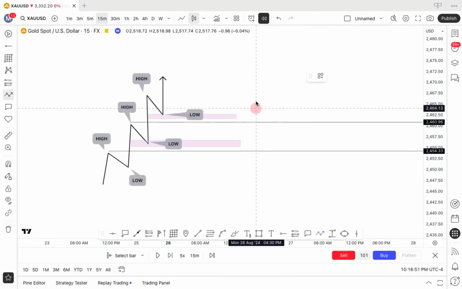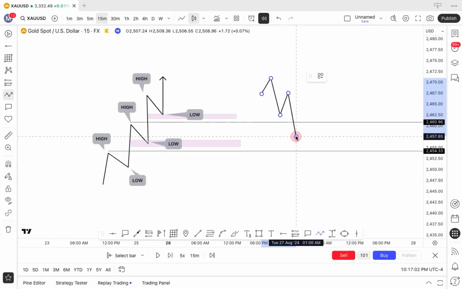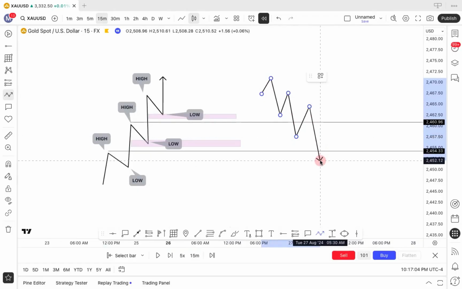Whereas sells, the same thing. We want to get in where price is at the highest point. I would rather sell at a higher point in the market than sell at a lower point because I want to make the most amount of money.